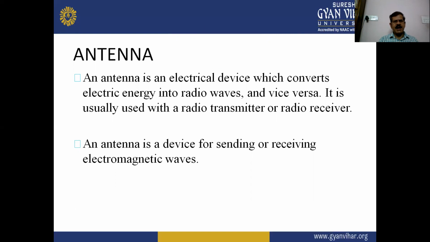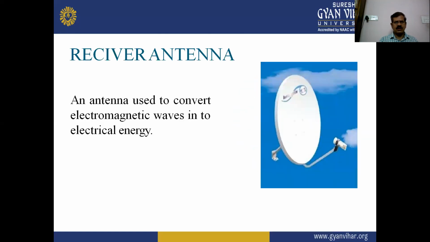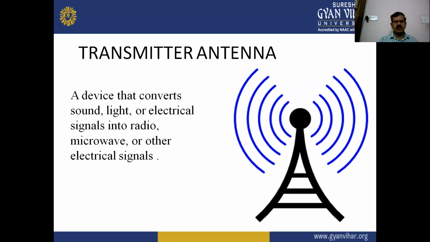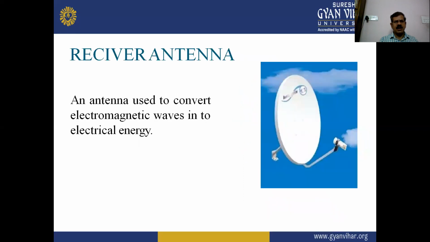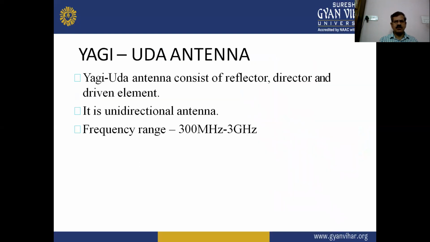The definition of antenna: an antenna is an electrical device which converts electric energy into radio waves and vice versa. It is usually used with a radio transmitter or radio receiver. An antenna is also a device for sending or receiving electromagnetic waves. A transmitter antenna is a device that converts an electrical signal into radio, microwave, or other signals. And a receiver antenna is an antenna used to convert electromagnetic waves into electrical energy. So these are some definitions of the antenna.